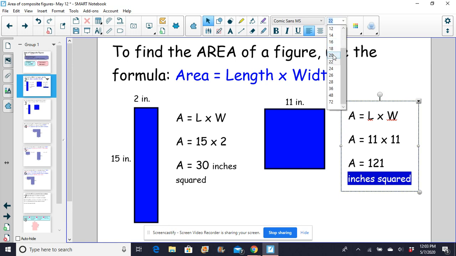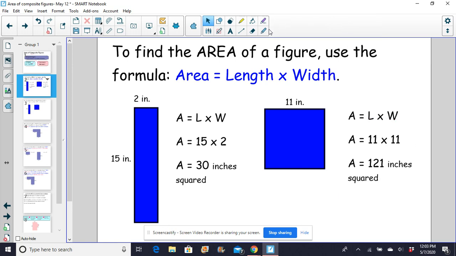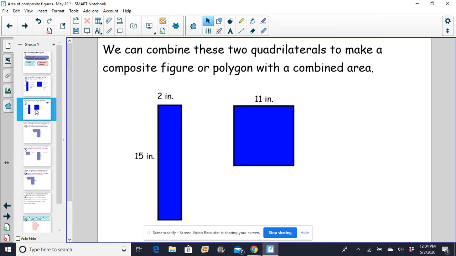Okay, I do want to point out, I'm going to switch to my pen real quick, that when we write this, you might also see IN, okay, so for inches, with the little 2 hanging right above it, that's indicating square inches, okay? That 2 indicates squared. So I can take these two figures, I've got a rectangle and a square, and I can actually combine these two quadrilaterals to make my own composite figure or polygon, and combine their two areas.